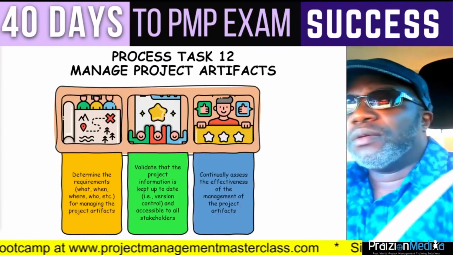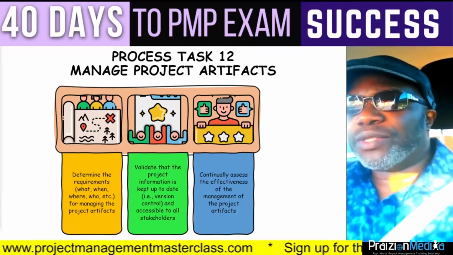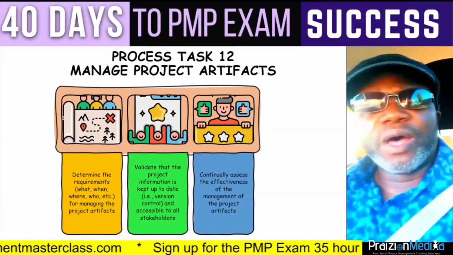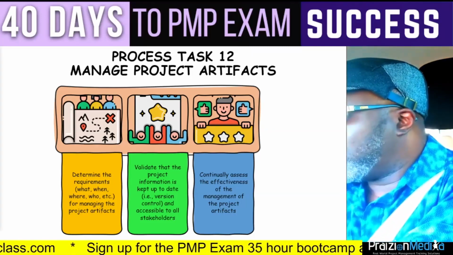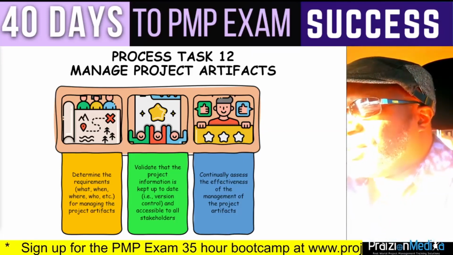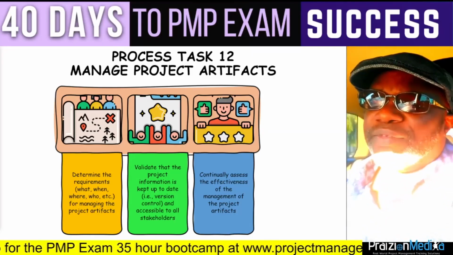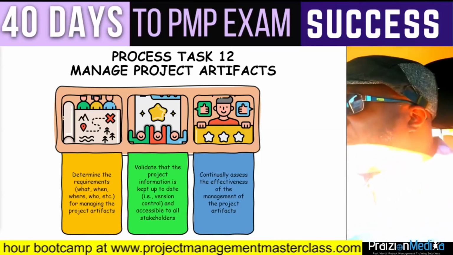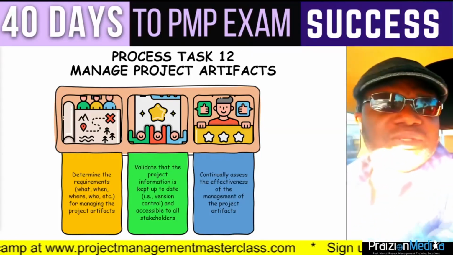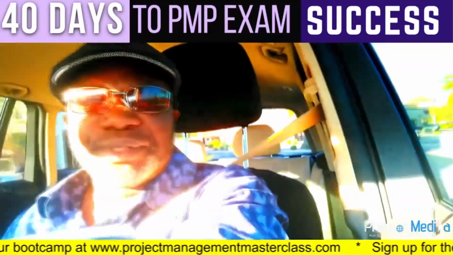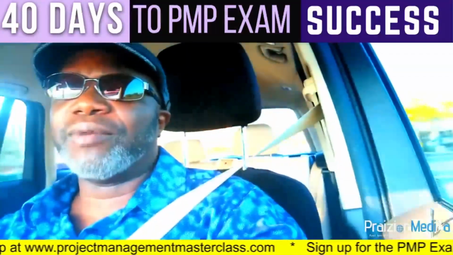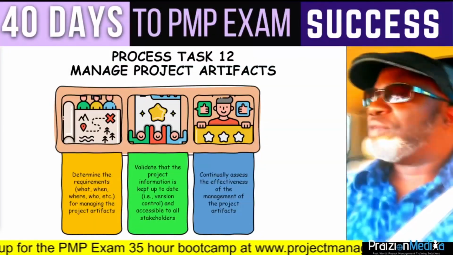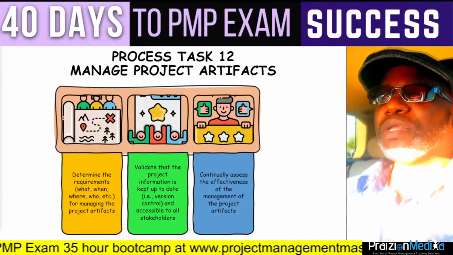Okay? Very straightforward. You could think of it as a 3-step process: requirements, updates to those artifacts, and assessing the effectiveness continually. Okay? And that's pretty much it. It's a very straightforward task with very, very straightforward enablers. The only thing that I would add to this is to understand the word artifact could be used quite loosely in the world of Agile.